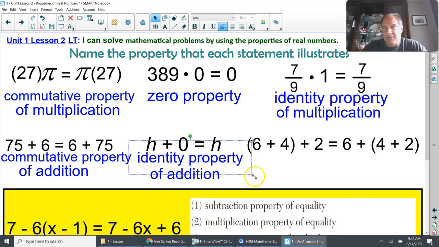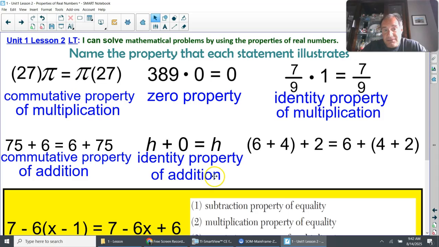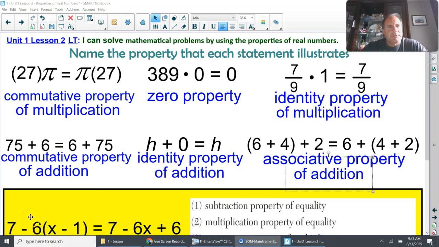So look at the groupings of the next one. 6 plus 4 plus 2 equals 6 plus 4 plus 2, with the grouping changing from 6 plus 4 in the parentheses, to 4 plus 2. This is associative property of addition. Okay, that is it.